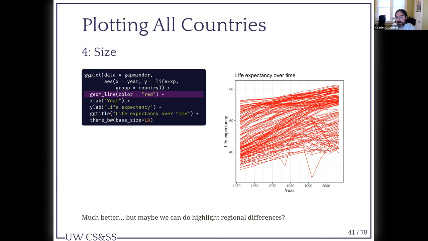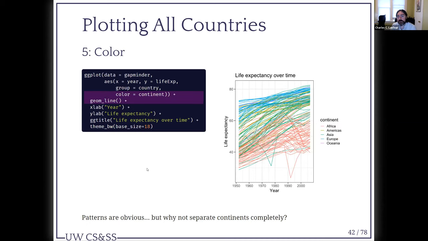The thing is though, maybe I want to be able to tell these apart. So maybe what I want to do is, instead of having all my lines be red, I could have a different color for every country, but that's a lot of different colors and it's going to be hard to tell them apart. So why not do a different color for each continent in my data set? There's only 5 represented. So let's see what that looks like.